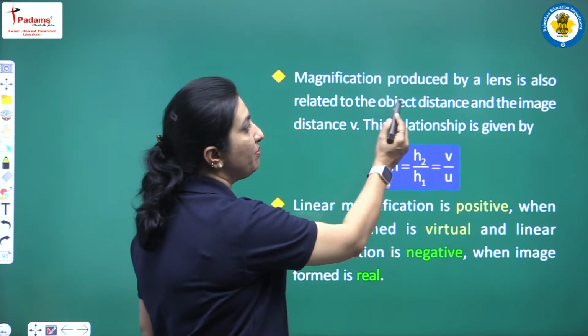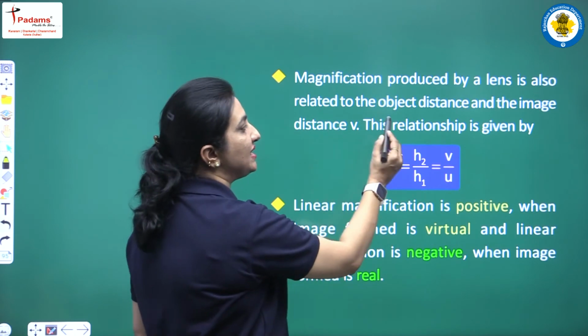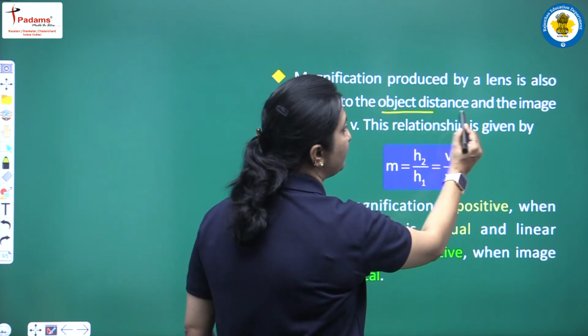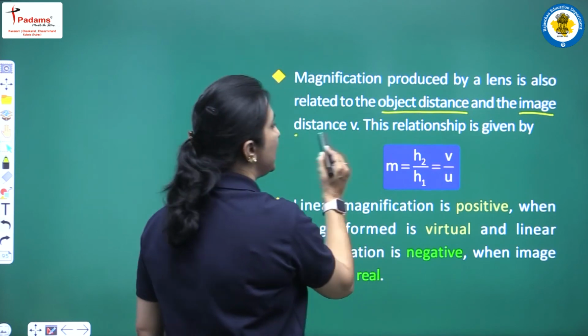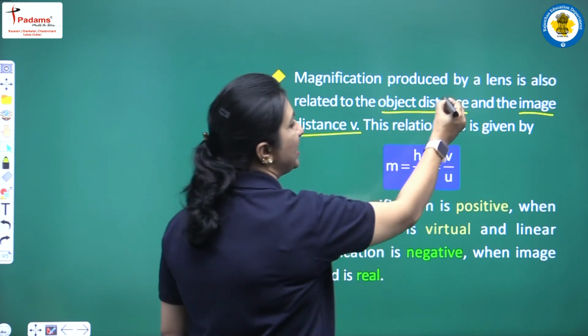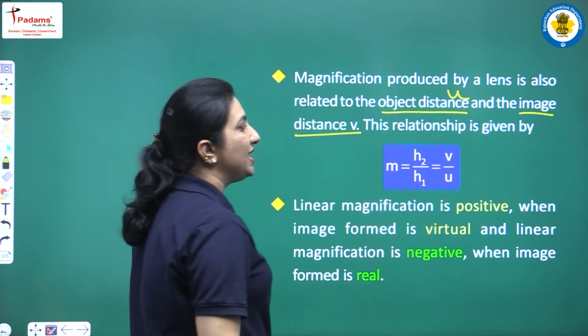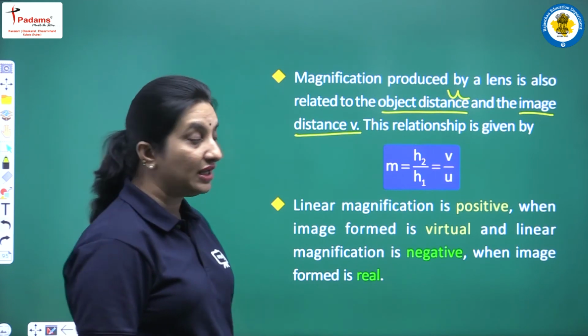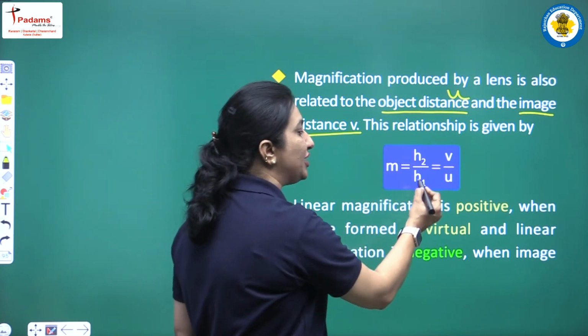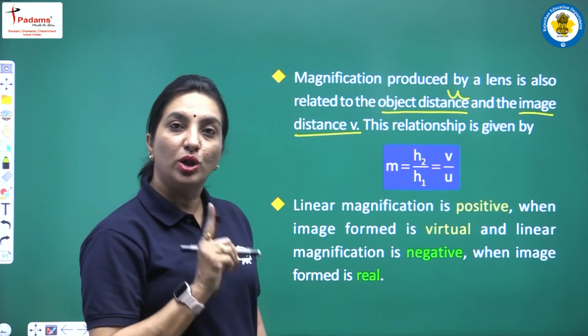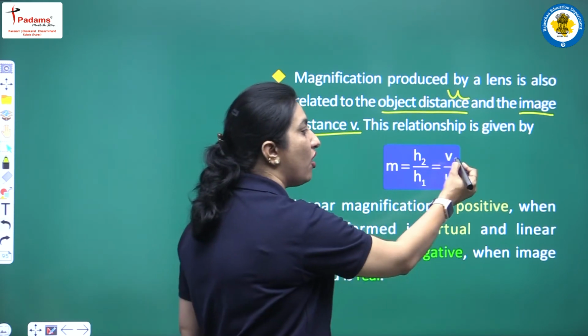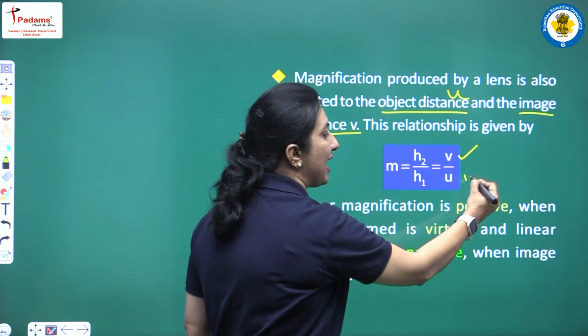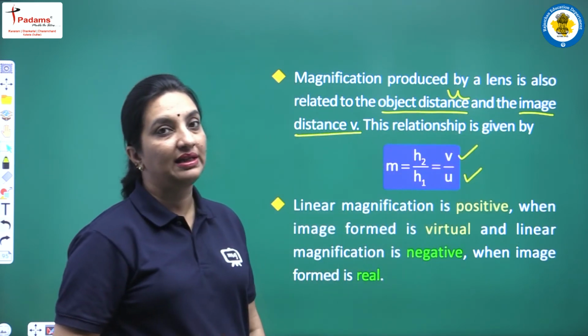So, the magnification produced by a lens is also related to the object distance and the image distance v. The object distance is u and the image distance is given by v. So, m, which was equal to H2 upon H1, is also equal to the ratio of the image distance and the object distance from the lens.